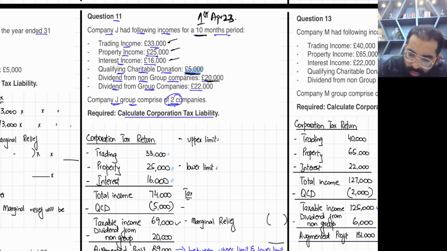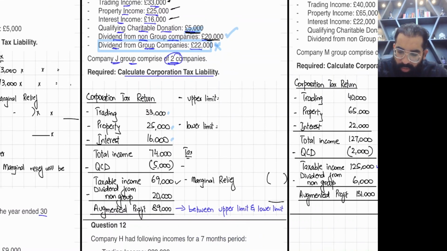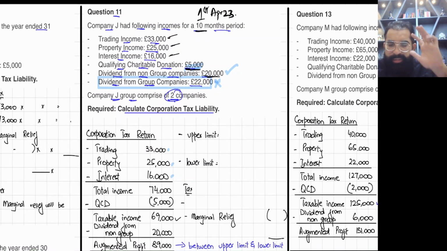Dividends from group companies and non-group companies: yes, non-group is relevant, but group is not relevant. Dividend from group companies never comes anywhere, I already told you. So you'll add 20,000 and you will get augmented profits. Now let's apportion the limits.